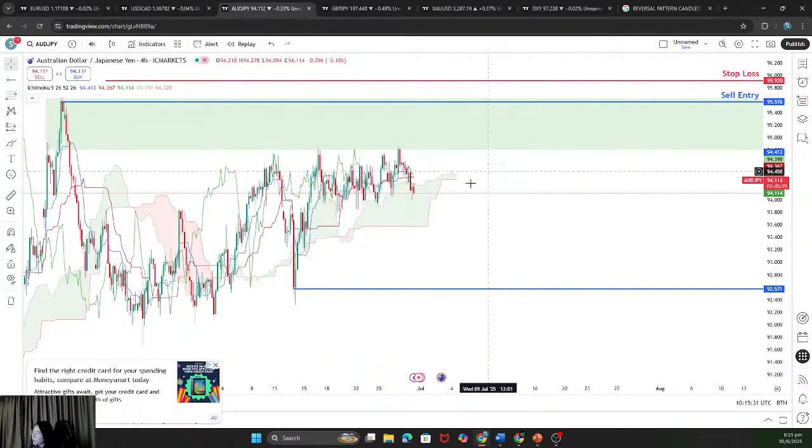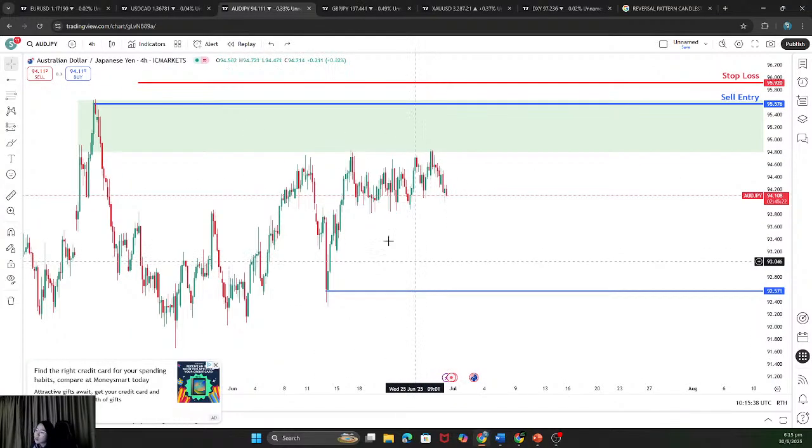Otherwise, I'm quite happy with this sell. Yeah, it needs to go up higher. It needs to go higher. We're not at our entry yet. If it reaches this entry, I will happily take it.